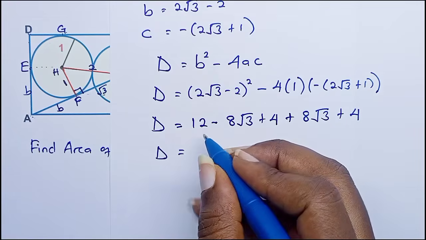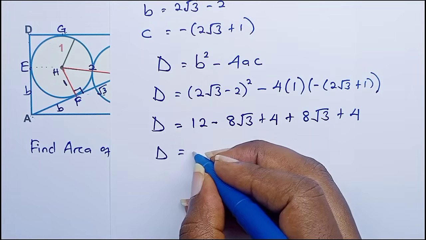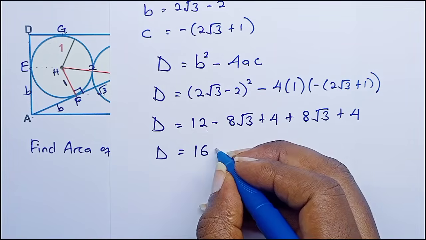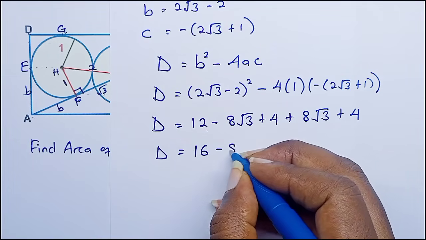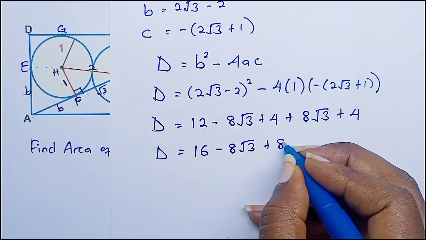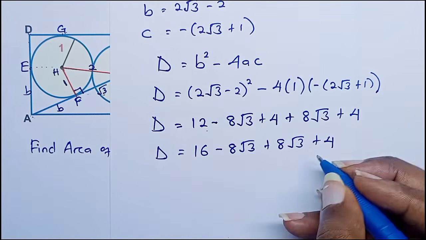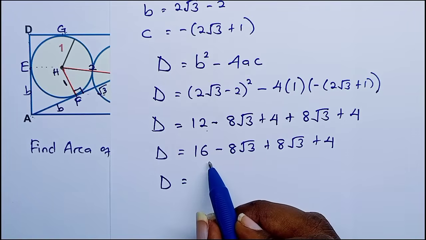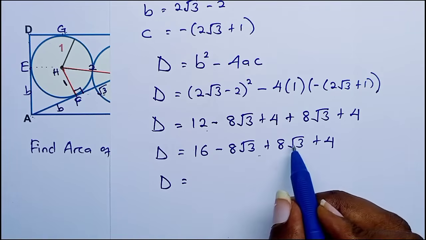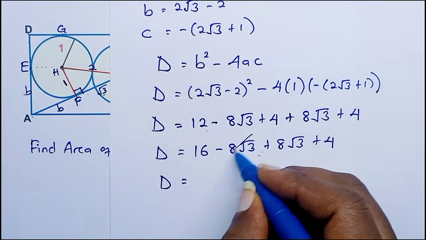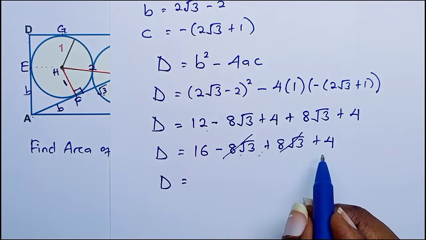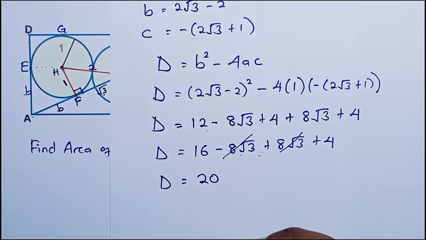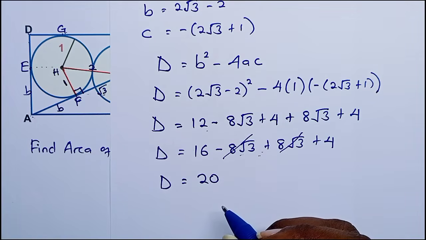So D is equal to 16. So 12 plus 4 is 16, minus 8 root 3, then plus 8 root 3 plus 4. So the minus 8 root 3 plus 8 root 3 cancel out. So we have positive 16 plus 4, which is 20. So the discriminant is 20.